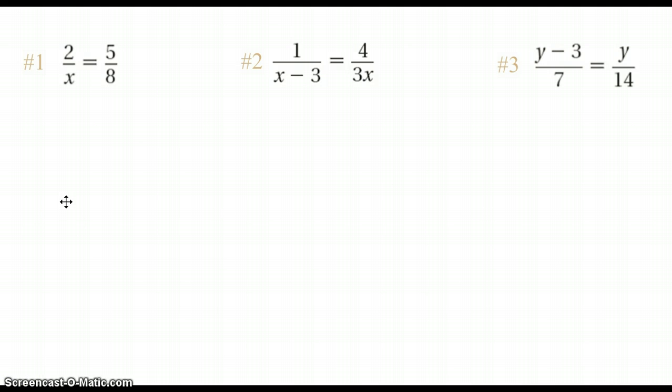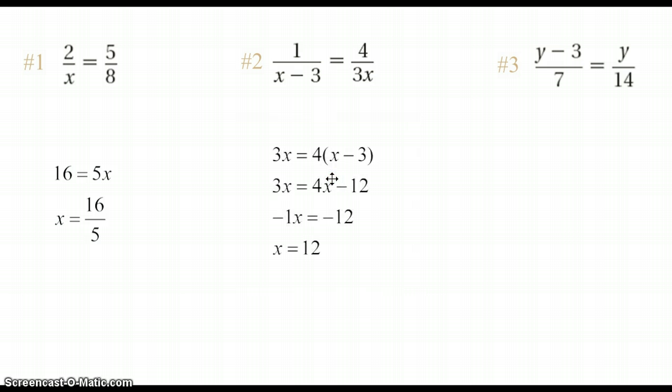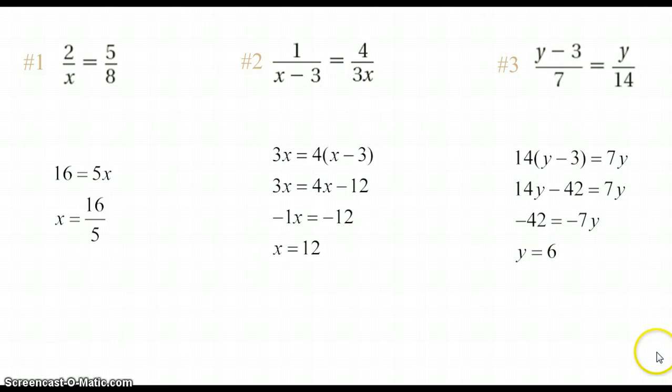Welcome back. Hopefully you paused the video. When I cross multiply these, I will get 16 equals, on this one, 3x equals 4 times the quantity x minus 3. 3x equals 4x minus 12. Hopefully you didn't forget minus 12. Subtract over, you do get negative 1x equals negative 12, and then x is 12. On this one, we're going to do 14 times the quantity y minus 3 is 7y. 14y minus 42, remember to distribute. You get negative 42 equals negative 7y, y is 6.